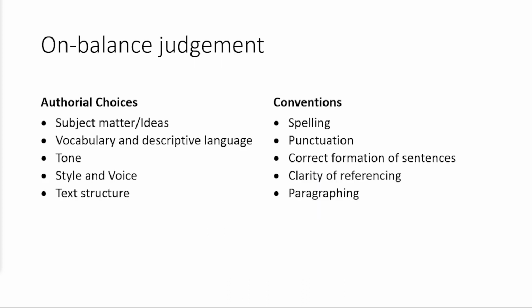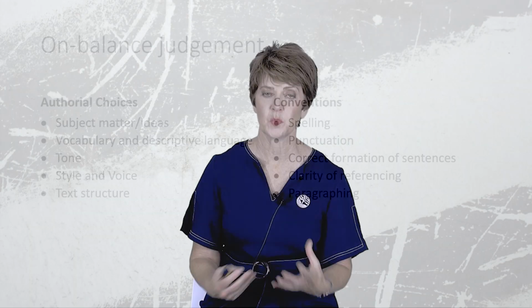So just to reiterate, it's an on-balance judgment that you need to make. The authorial choices include subject matter and ideas, vocabulary and descriptive language, tone, style and voice, and text structure. The conventions are spelling, punctuation, correct formation of sentences, clarity of referencing, paragraphing. When you're making that on-balance judgment, you're really trying to decide what's the best fit, which is the exemplar that my student's performance is closest to.